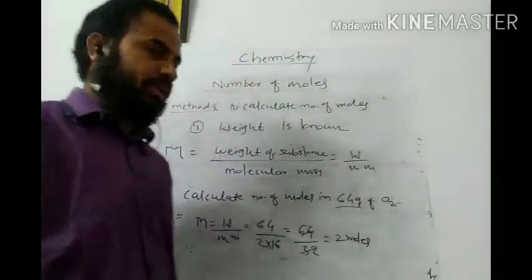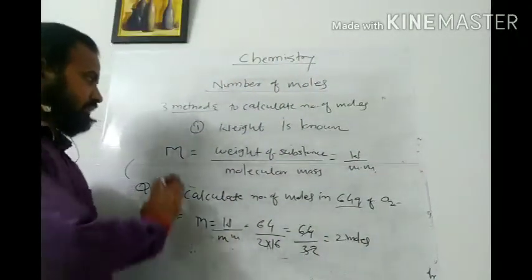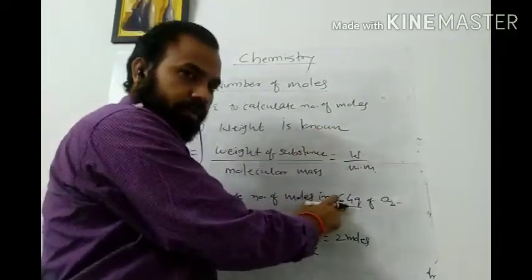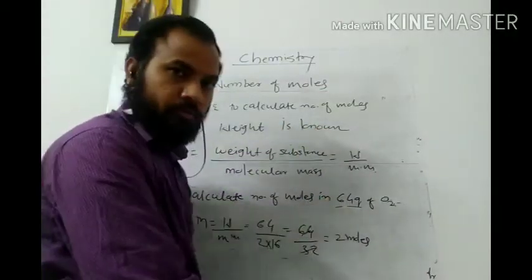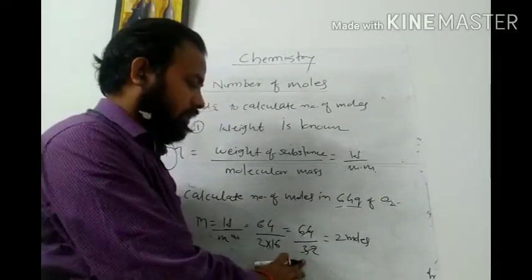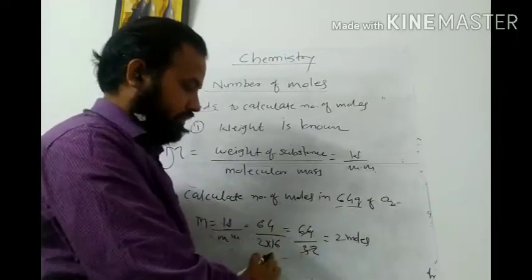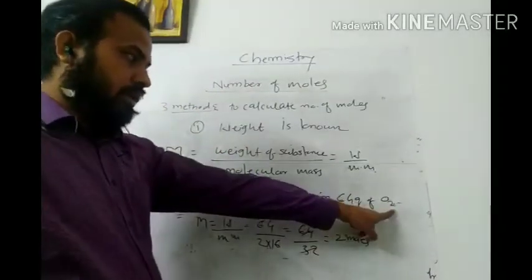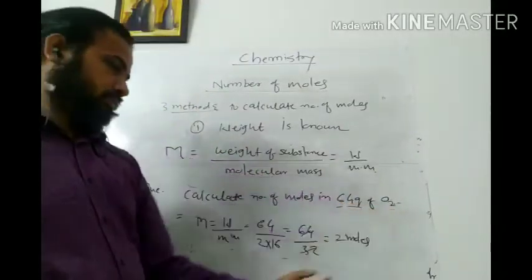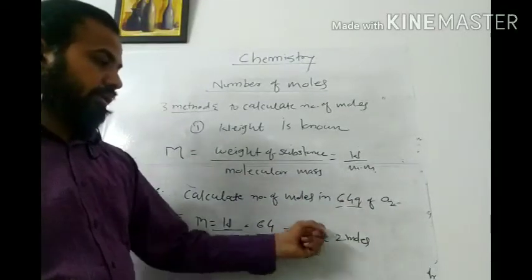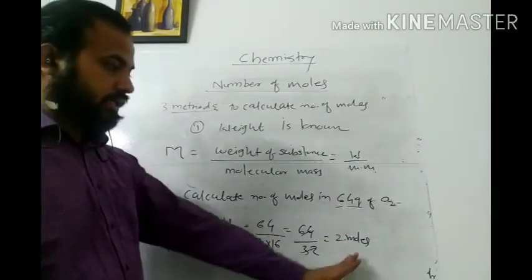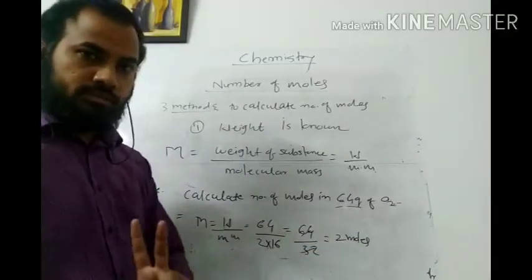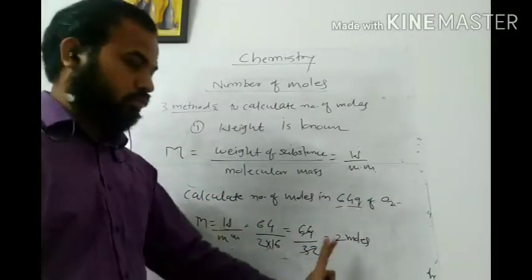In this way you can easily calculate the number of moles. This is the first case, where weight is known. Weight is 64 gram, and you just have to divide it by molecular mass. For oxygen it is 32 actually, because 2 atoms are there and the atomic mass of oxygen is 16. So 2 into 16 is 32. I divide it and get 2 moles. So in 64 gram of oxygen, 2 moles are there.